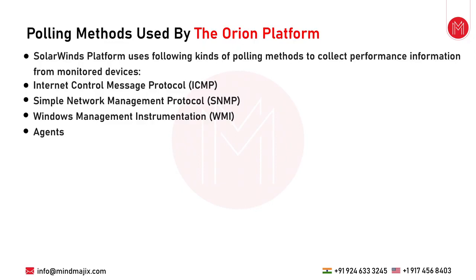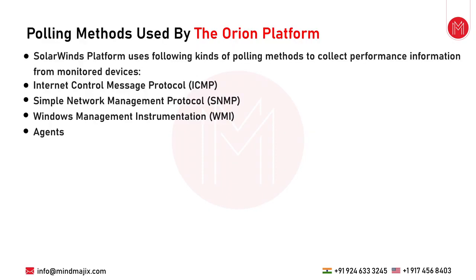See, I said polling. Previously, we talked about polling. The Orion server will poll the information of these particular devices. So how does this polling happen? There are different polling methods used by SolarWinds in order to poll the information. These are some of the polling methods which I have included. One is Internet Control Message Protocol (ICMP). One is SNMP. Other is Windows Management Instrumentation (WMI) agents.